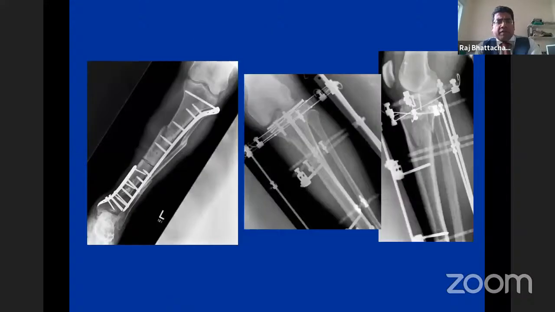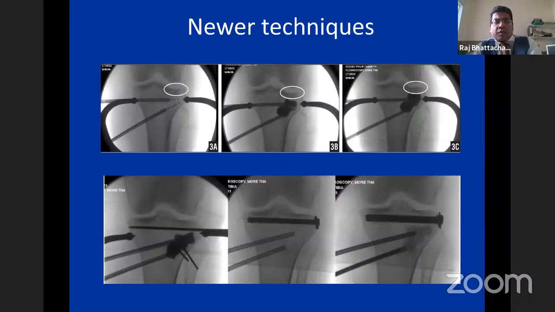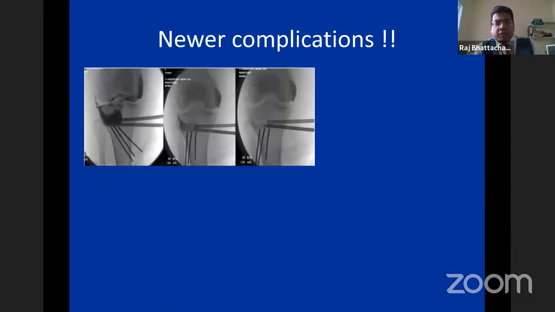And then there are fancy ways of doing all of these things. These are just some examples. So there are some newer techniques which are percutaneous, and we've tried these before, where you put a balloon in, you blow the balloon, that lifts the fracture fragment up, and then you put cement and you put some screws in. But remember, newer techniques come with newer complications.